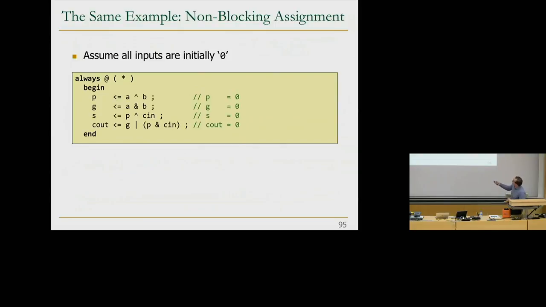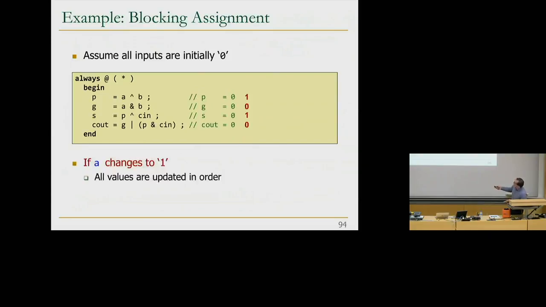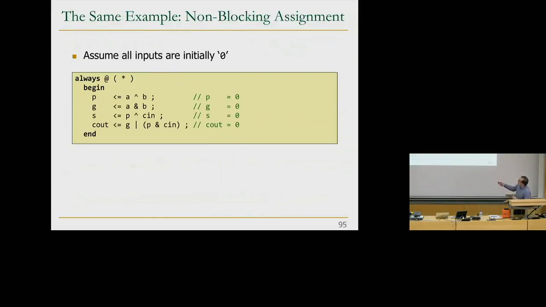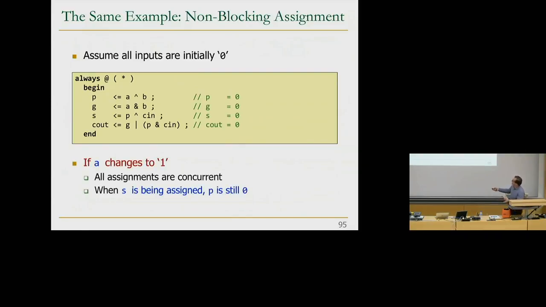So assume the same thing. This is the non-blocking assignment. In the blocking case, we execute everything in order, so this one got the new value of P, and also this one got the new value of P and G at the end. Assume these were non-blocking: all of these are executed concurrently. So you need to think in parallel over here. This is all concurrent, meaning that each statement uses the old value of A and B, or whatever the inputs are. So when S is being assigned, P is still 0, because remember, P gets assigned at the end of the block.